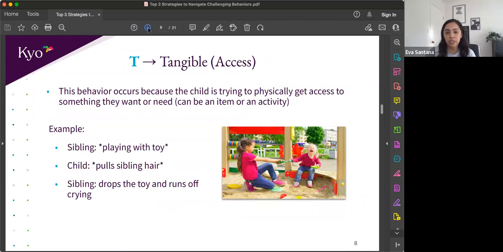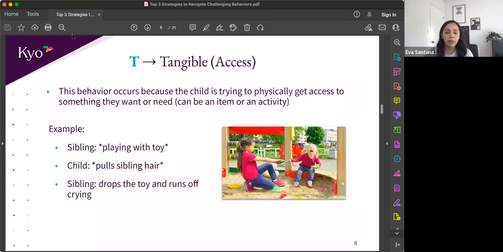Our third function is tangibles. So access to tangibles. This can be, again, items, activities or environments. This behavior occurs because a child is trying to physically get access to something they want or need, like an item or activity. And this is most likely something that is preferred, motivating, and they want this item.